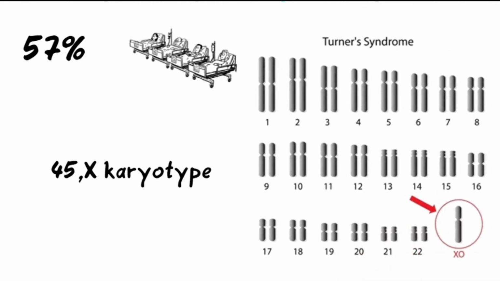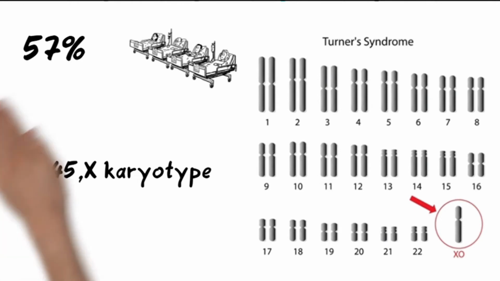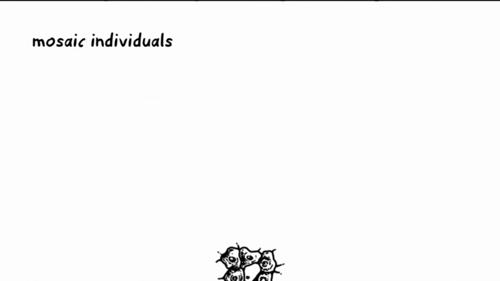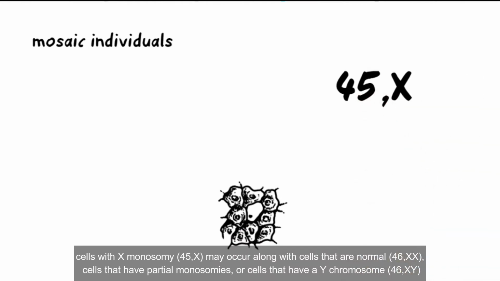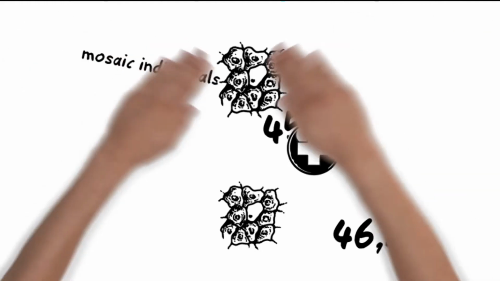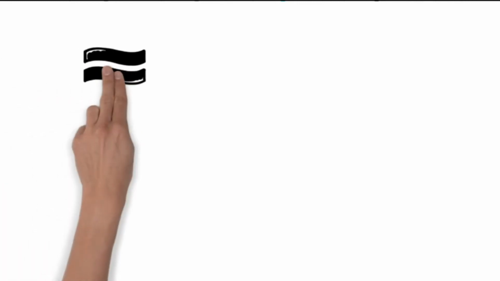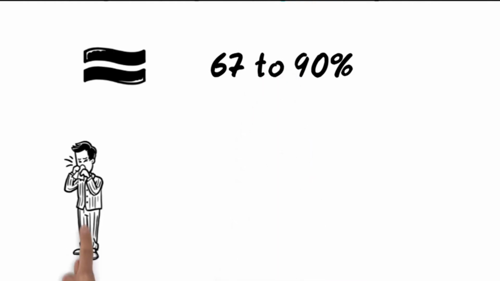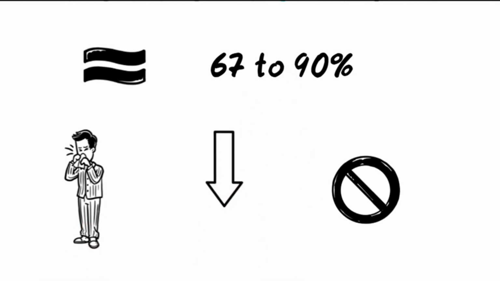The entire X chromosome is found to be missing in 57% of patients, resulting in a 45X karyotype. If you have a look at the karyotype, you can see that the entire chromosome is missing. In mosaic individuals, cells with X monosomy, 45X, may occur along with cells that are normal 46XX, cells that have partial monosomies, or cells that have a Y chromosome, 46XY. The presence of mosaicism is estimated to be relatively common in affected individuals, about 67 to 90%. In these cases, the symptoms are usually fewer and possibly none occur at all.